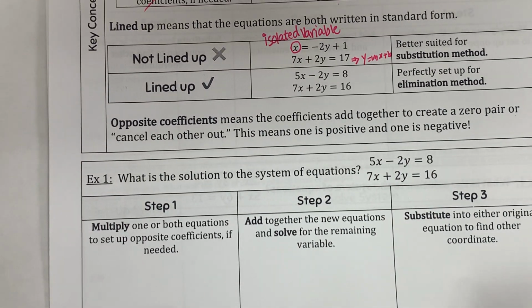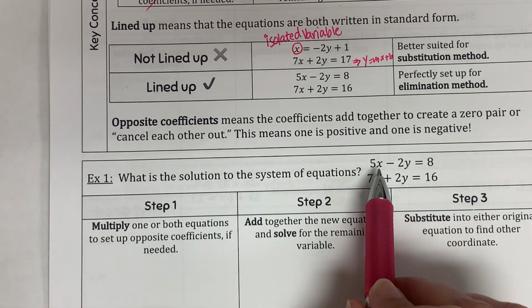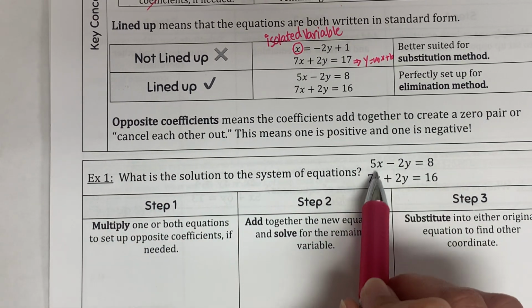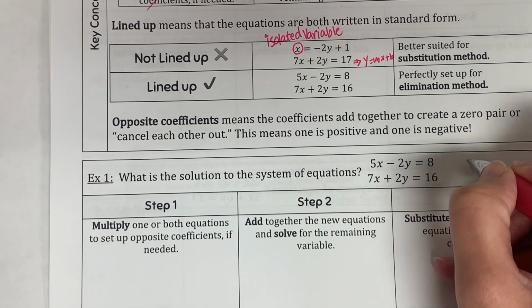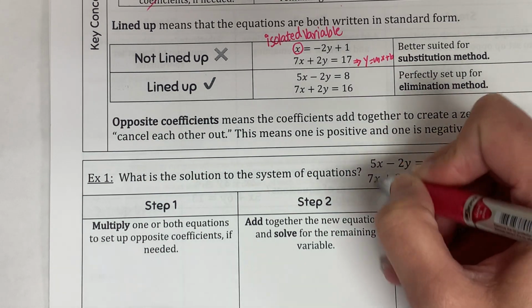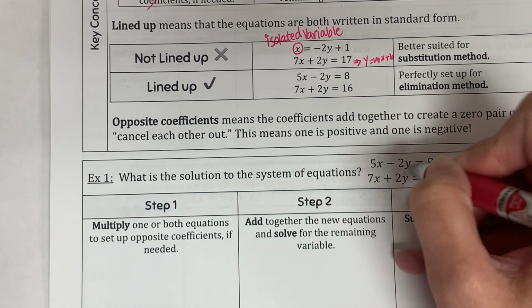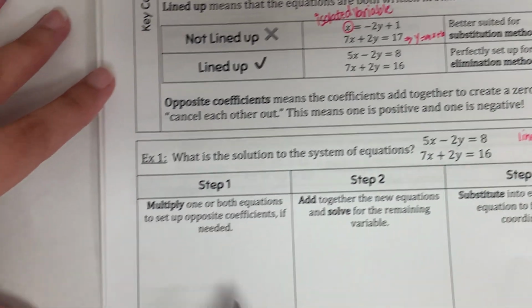So let's solve the first question. What is the solution to the system of equations? 5x minus 2y equals 8, and 7x plus 2y equals 16. First thing, I need to check whether they are lined up. Yes, they are lined up. x is above x, y is above y, c is above c. Good. I can go from here.